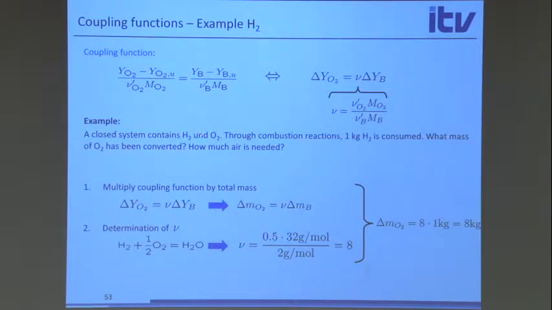So an example here, let's say you have a closed system of hydrogen and oxygen, and we want to burn 1 kilogram of hydrogen. The question is how much air do we need to do that, okay? For stoichiometric combustion of oxygen. And we can just, from this relation here, the change in fuel times nu is the change in oxygen.